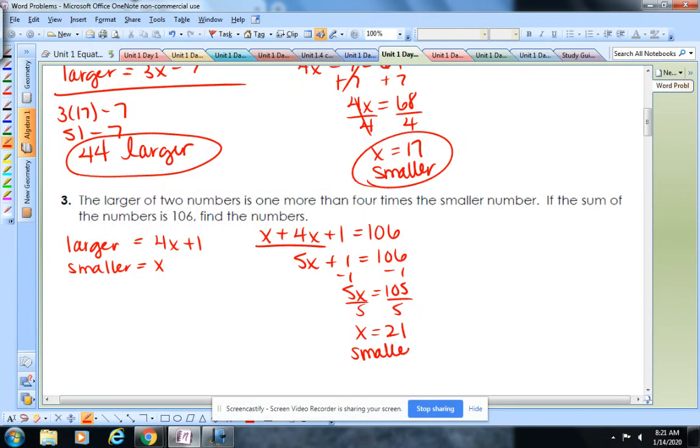And that's what number? Raise your hand if you got 21 for your smaller number. Because if we don't get x right, we're not going to get the larger number right either. Right?